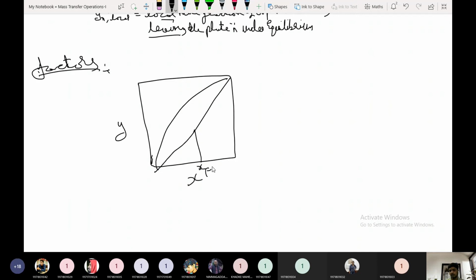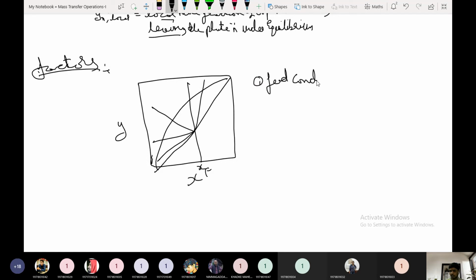So XF, if feed condition is a saturated liquid, this will be the feed line. If this is a saturated vapor, this is the feed line. And if it is a partial vapor, this is the feed line. If that is a superheated vapor, this is the feed line. If that is a cold liquid, this is the feed line. So one factor which is influencing is the feed conditions.